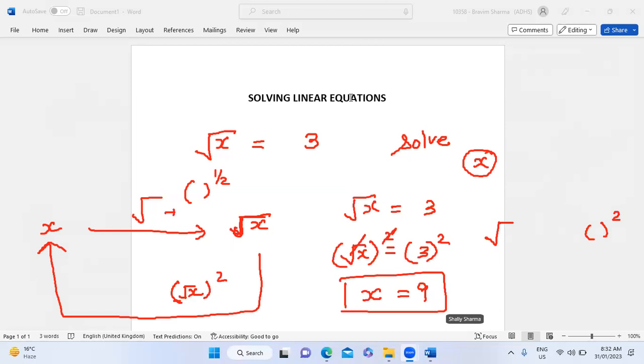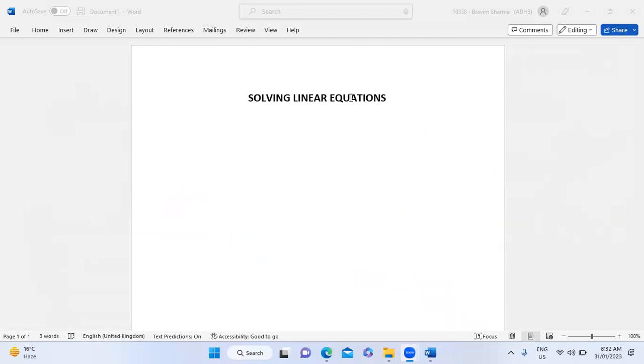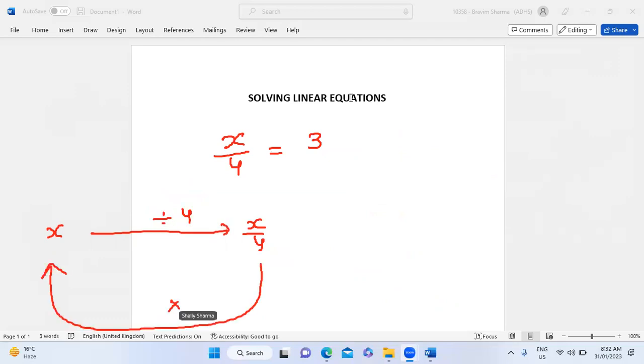Okay. Then comes, let's say another question: x divided by 4 is equal to 3. Now here I had x. How did I get this x by 4? By dividing by 4. I have to go back to x, so I will times by 4. So I will get x. Now we have x over 4 is equal to 3. So I will times both sides by 4. So this 4 and this 4 will be cancelled. I would be getting x equals 12.